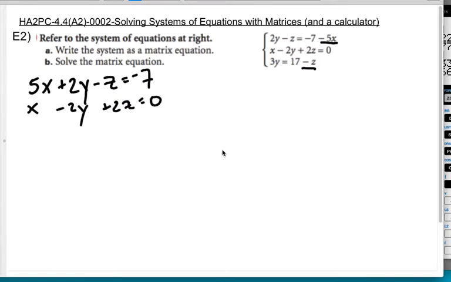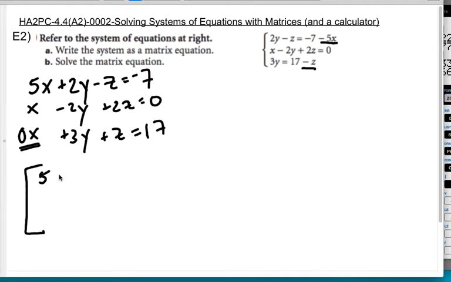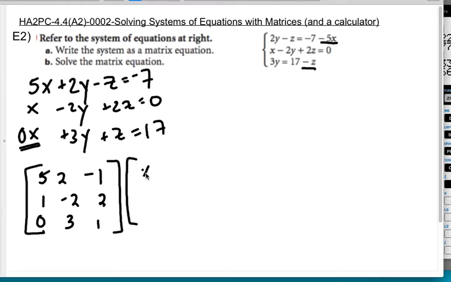And then the third equation, when I move the z over, notice it doesn't have any x's, so I can put a 0x if I want, or I can just leave it blank, plus 3y plus z equals 17, right? So now when I make my coefficient matrix, it's going to be 5, 2, negative 1, 1, negative 2, 2, 0, 3, 1. My variables are going to be x, y, and z in that order, right?